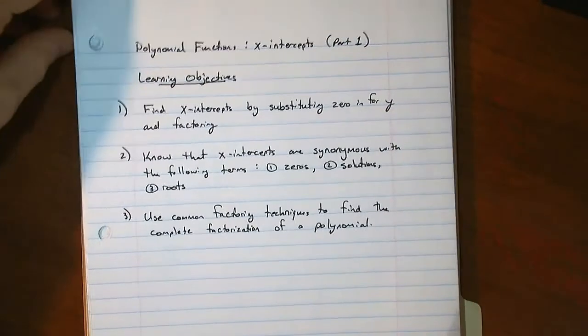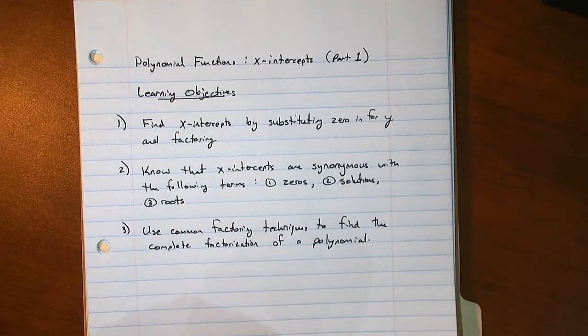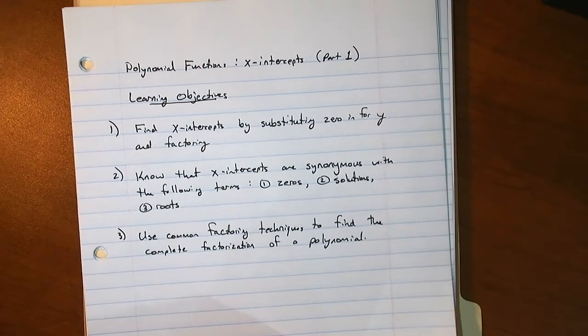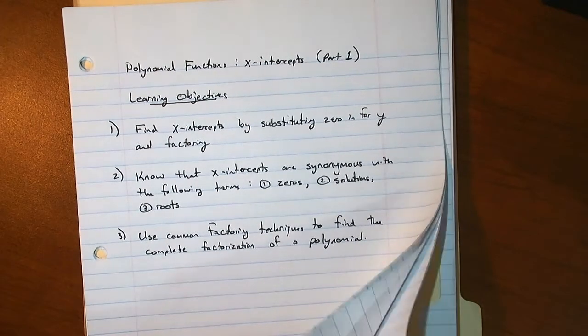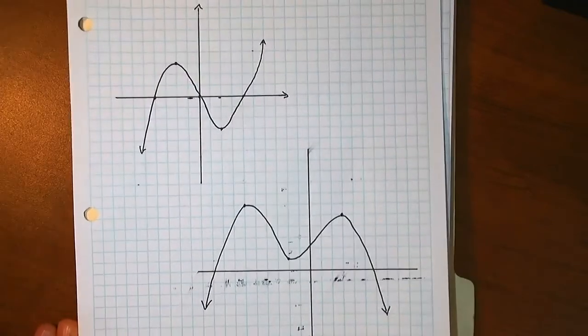But there we go. So with all of that said, why don't we go ahead and get started by just talking a little bit about the broad notion here. Okay, so if I look at a polynomial graph, I've got a couple polynomial graphs here.